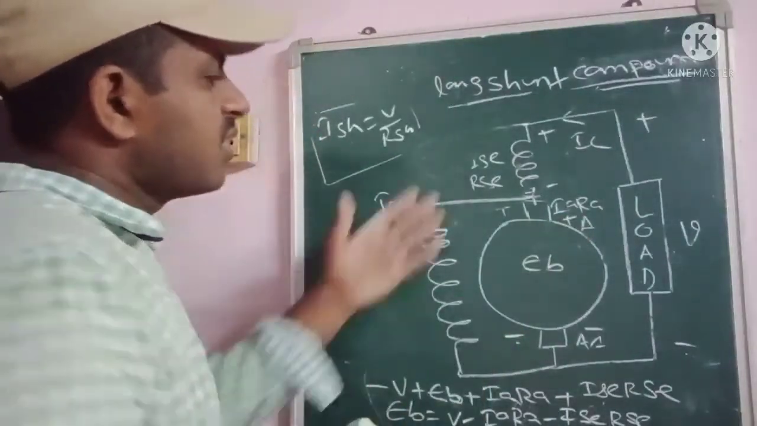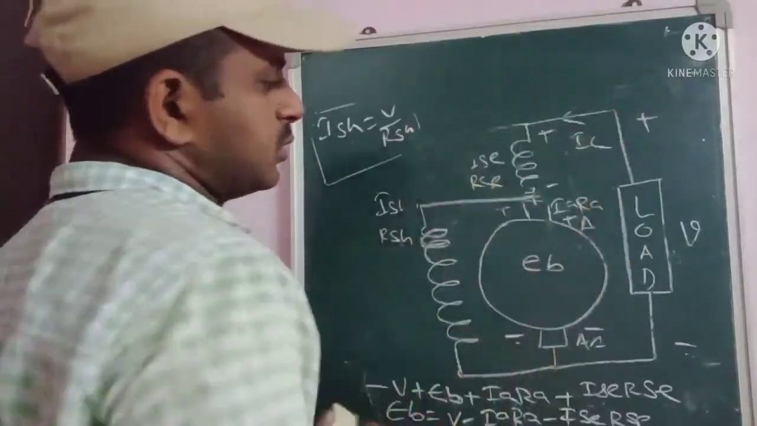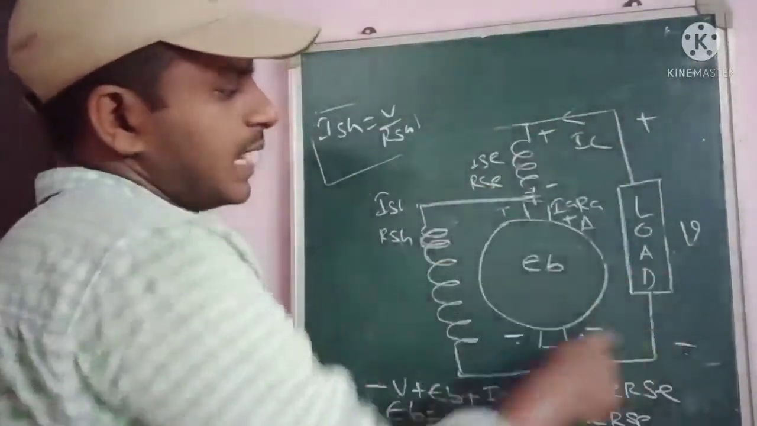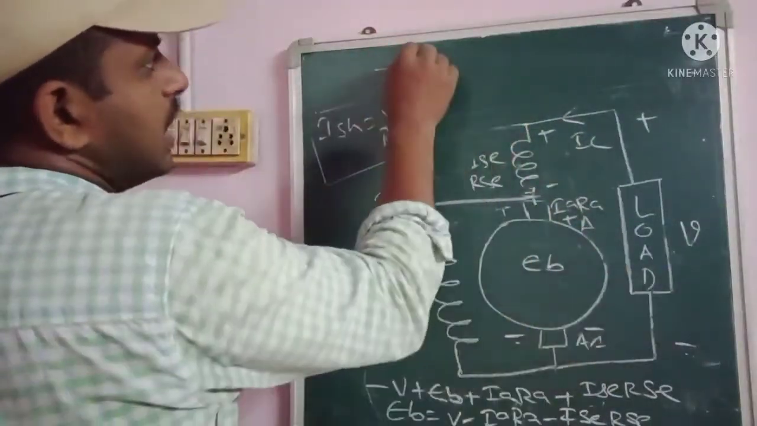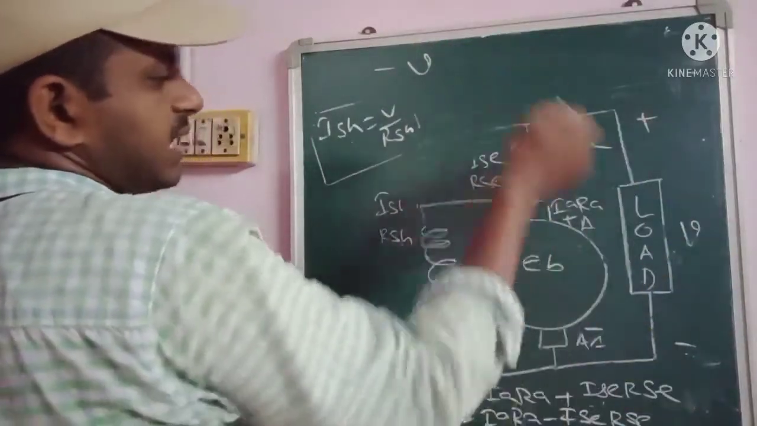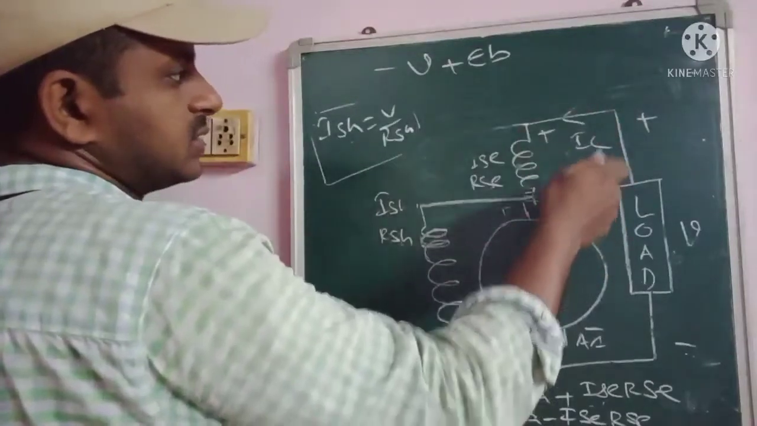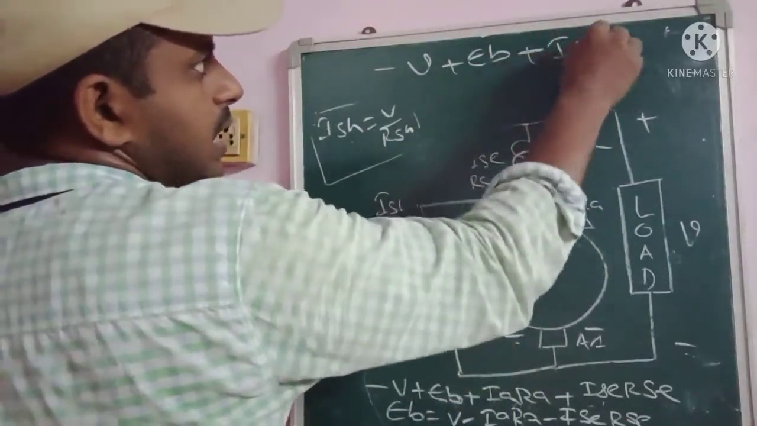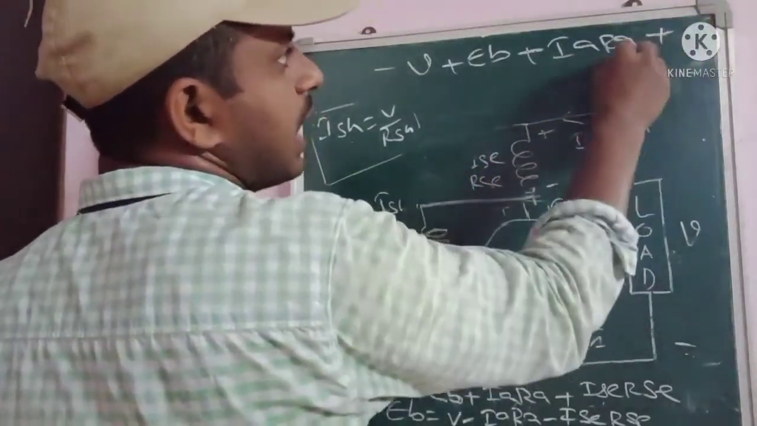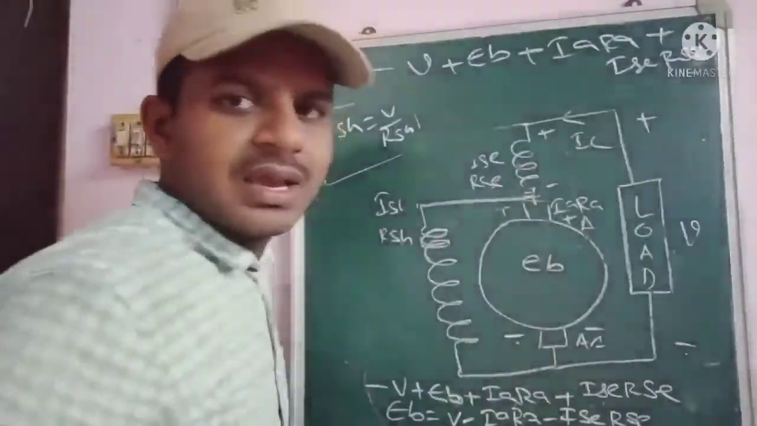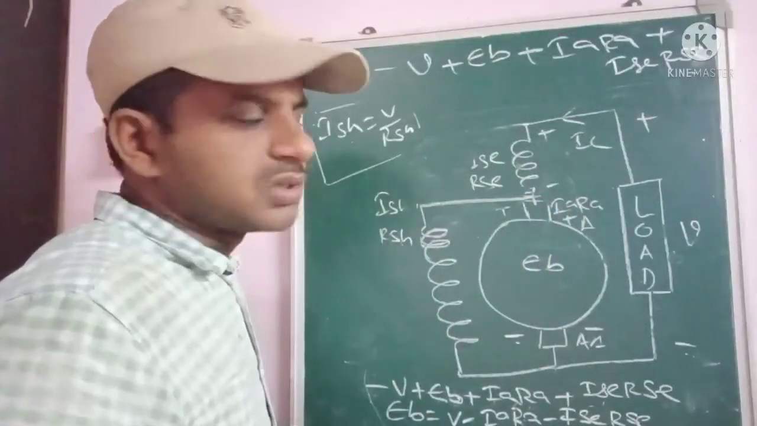From this total diagram, we can get the back EMF equation also. The representation and sign notation are the same. From this diagram, the equation is minus V plus EB, and the current is entering from this direction, that's why plus IA RA. The current is also entering through the series field winding, so plus ISC RSC. This is the total resultant equation for the short shunt compound motor.